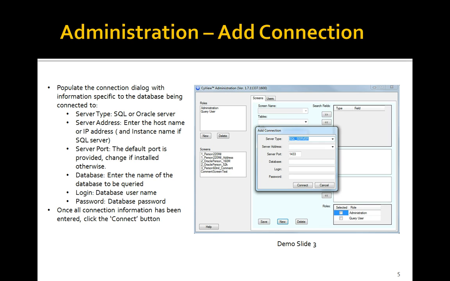Select the server type. Presently, CyView supports SQL Server and Oracle Server. Enter the server address, either IP address or host name of the database server. Enter the server port, should you choose to override the default. Then enter the database name, database login, and database password. Once all information is entered and verified correct, click the Connect button.